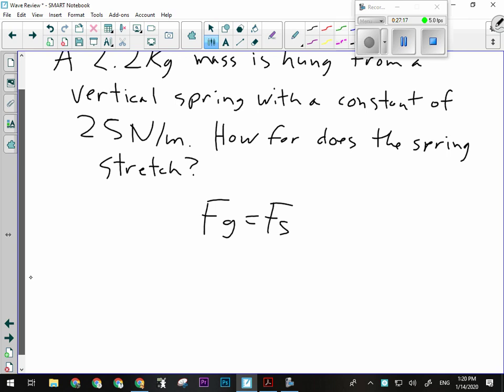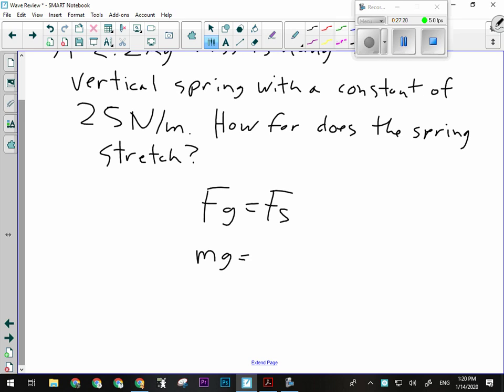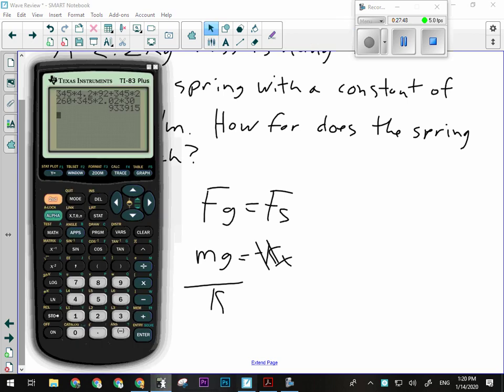If I know that, then I can simply say that m times g equals negative k times x. The negative is not really a big worry here, because I only asked you how far the spring stretches. I'm not worried about direction, obviously it's down. I'm just looking for how far it stretches. So I divide both sides by k, and I'm solving for x. We'll have 2.2 times 9.81 divided by 25, and that'll give us our displacement. The spring's going to stretch 0.86 meters.